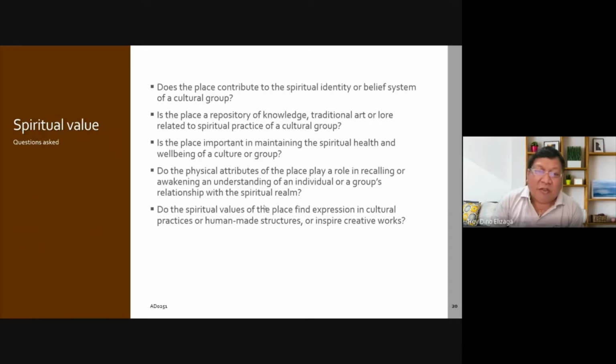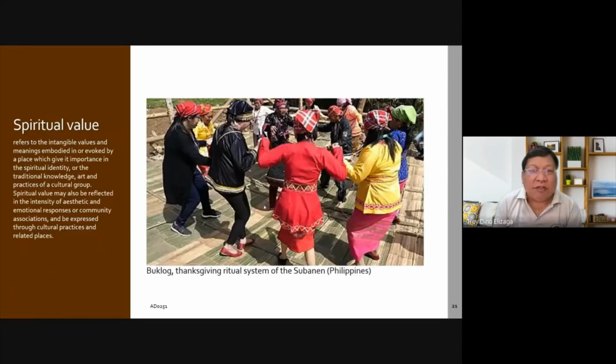The physical attributes of the place play a role in recalling or awakening an understanding of an individual or a group's relationship with the spiritual realm. The spiritual values of the place find expression in cultural practices or human-made structures or inspire creative works. So I think it's best to show some examples.